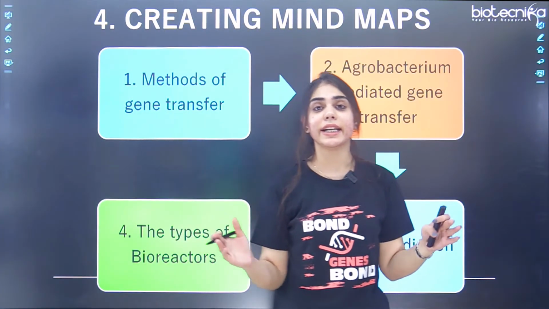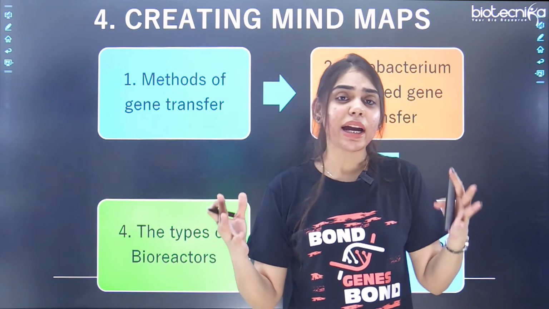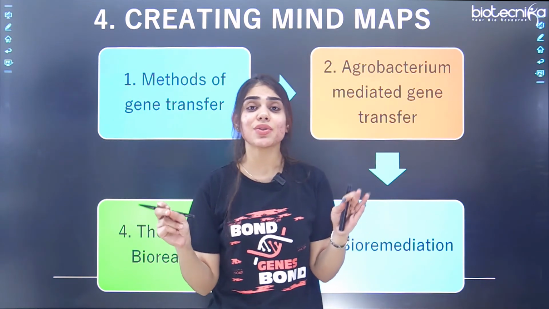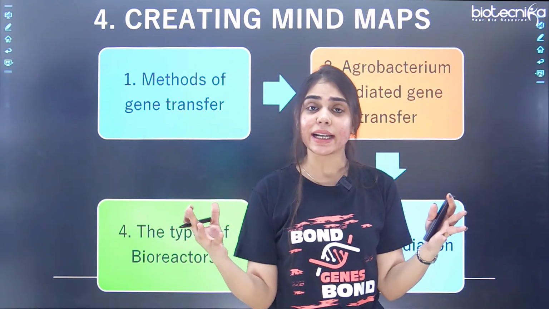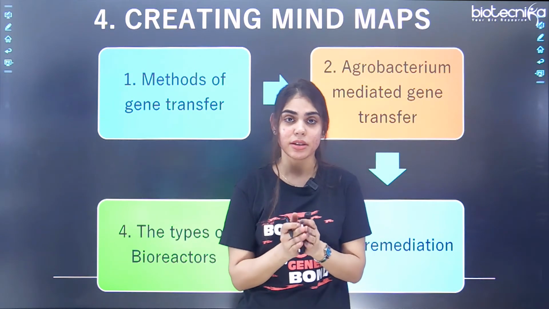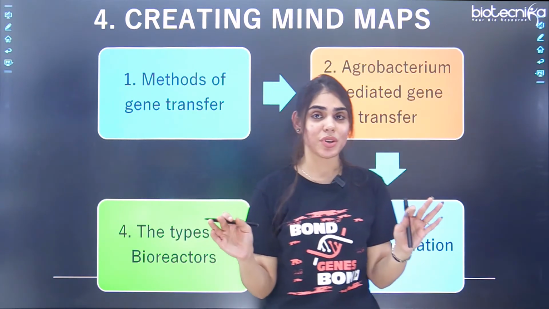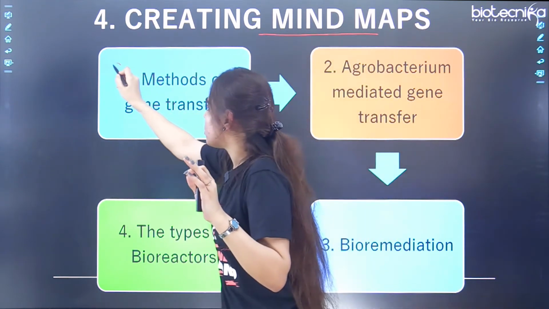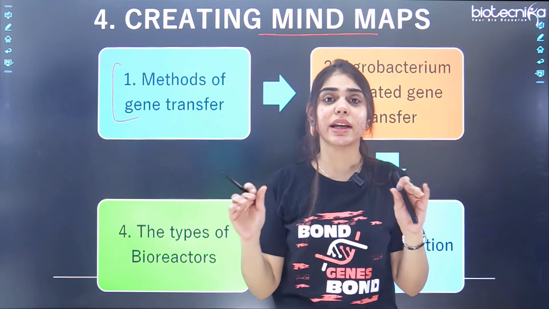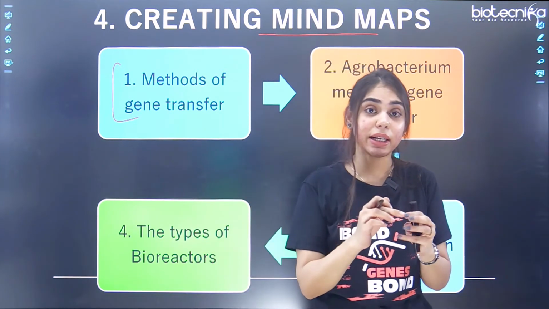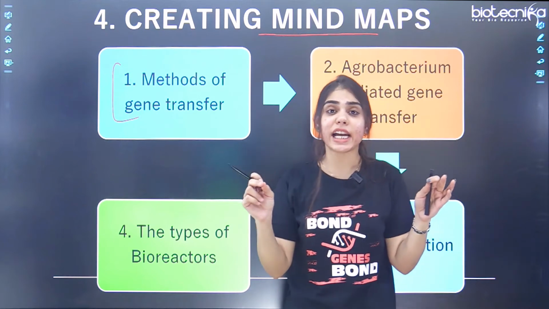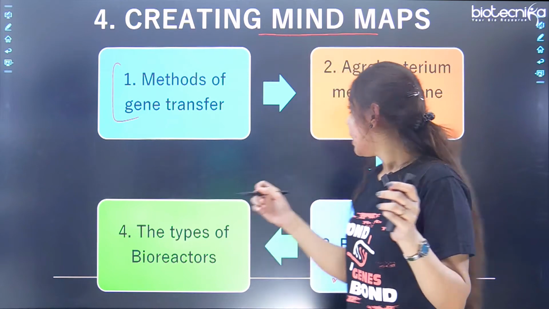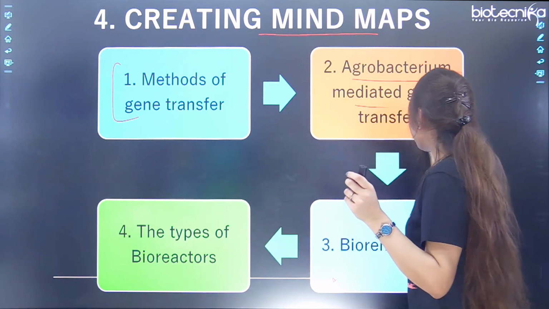Now the fourth one is creating mind maps. So what are mind maps? Mind maps always help you to interpret things better. They give you a concise way of representing a detailed explanation of a topic in just one place. So always keep it handy and precise. Topics you can study with the help of mind maps are, for example, methods of gene transfer. I've already mentioned there are 3 methods of gene transfer: physical, chemical and biological. You can beautifully represent all these processes in just a single place. And under biological we have Agrobacterium-mediated gene transfer.